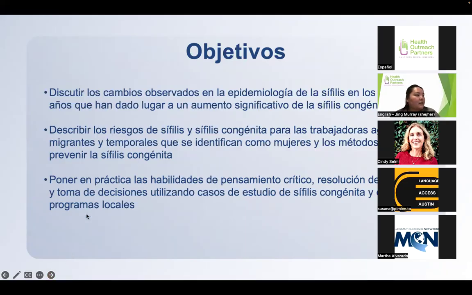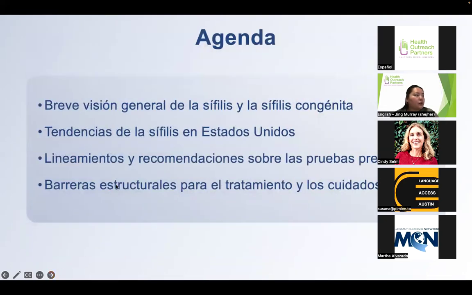With that being said, looking at the agenda today, we are going to review a brief syphilis and congenital syphilis overview. We are going to look at syphilis trends in the US. We are going to look at prenatal testing guidelines and recommendations and structural barriers to treatment and care.